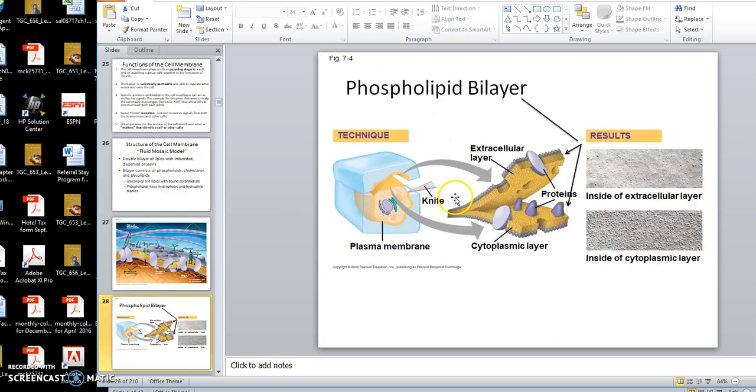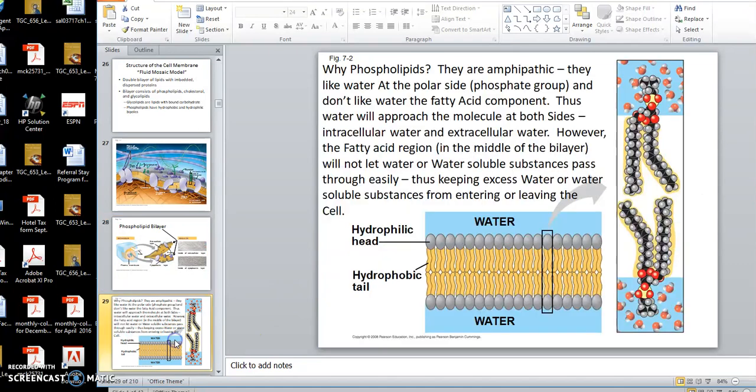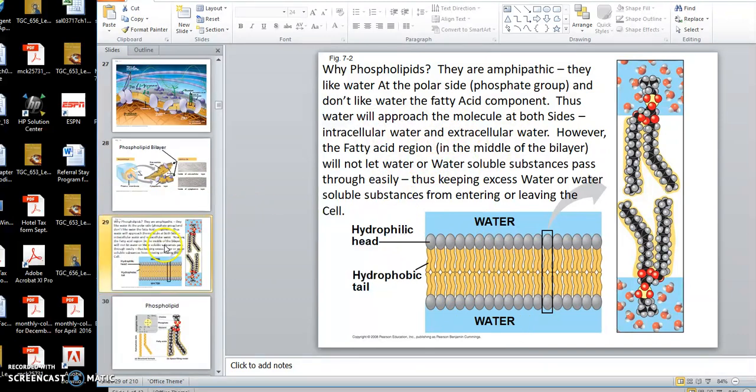Here again is showing that phospholipid bilayer that has been split to show you these proteins, to give you an idea. An extracellular layer and an intracellular layer, and that in between. Here again I wanted to show you the phospholipid that you can read on. Hydrophilic heads, hydrophobic tails. That keeps water from going straight through, but yet water can come on both sides. You can read the important aspect there.